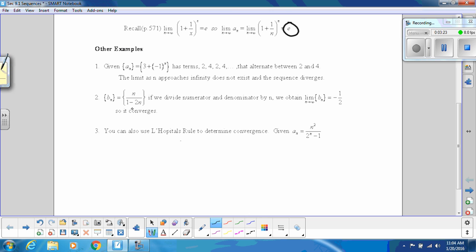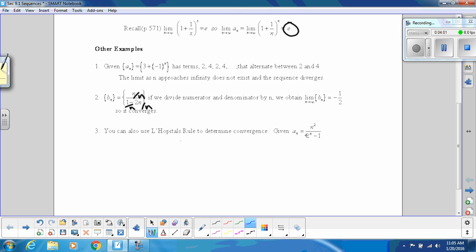And then in example 2, if I was doing the limit as n approaches infinity, we would use that technique where we divide by the highest power in the denominator. Okay, so if we do that, we're going to get 1 over n minus 2. So that's going to give us a value of negative 1/2. So here it does converge. So this sequence converges to negative 1/2. And don't forget your L'Hopital's rule from the previous unit.